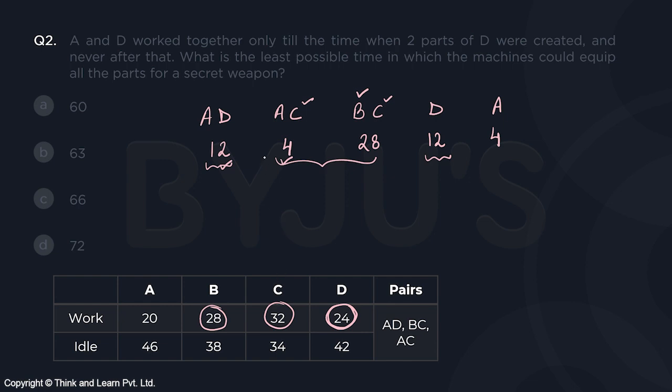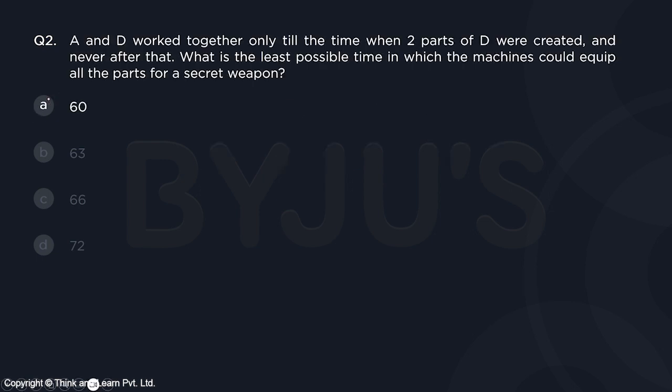That means the total time taken is 12 plus 4, 16. 16 plus 28, that is 44. 44 plus 12 is 56. And 56 plus 4 is 60 minutes. The time taken by them to complete the work is 60 minutes. That is option A is the answer for us.